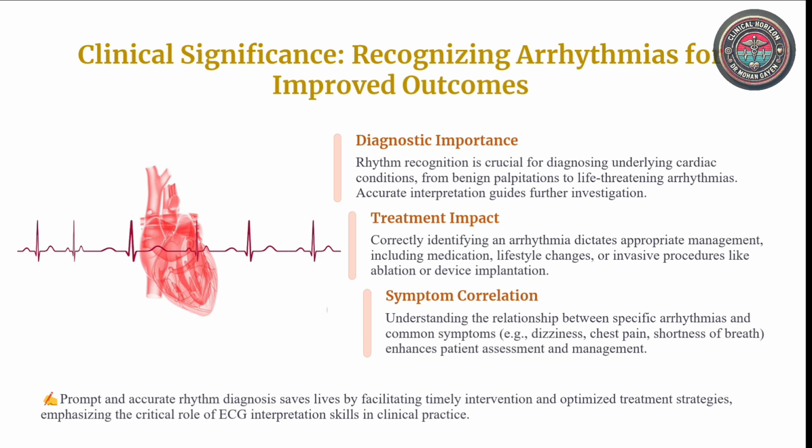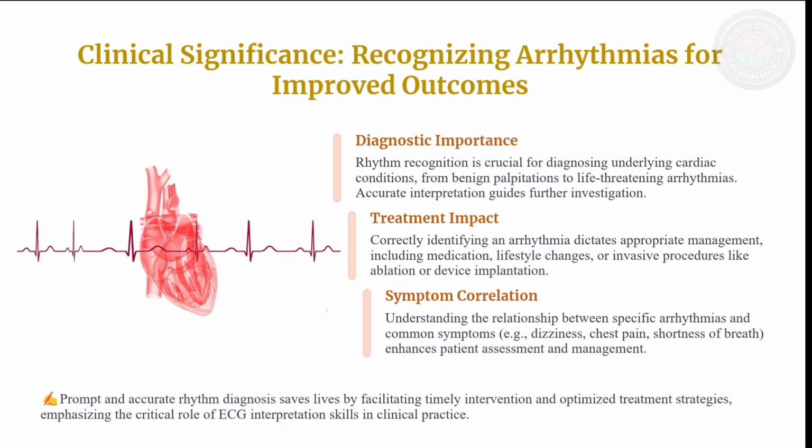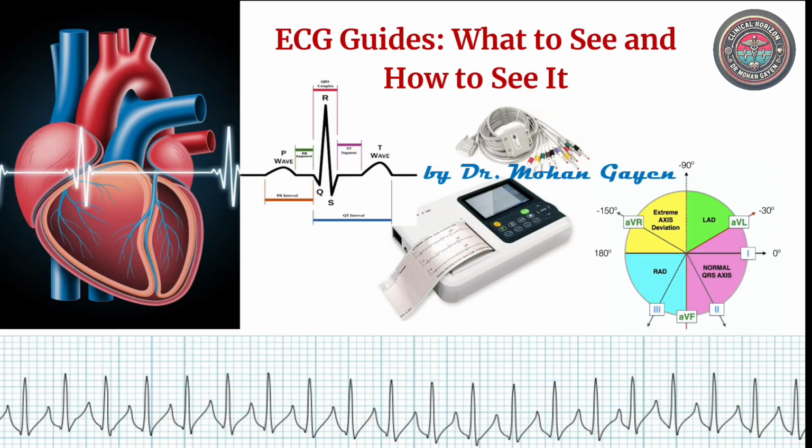Mastering ECG rhythm interpretation is an essential skill in cardiology. By systematically analyzing rate, regularity, P waves, QRS morphology, and conduction patterns, we can accurately diagnose arrhythmias and ensure timely intervention. This concludes Part 2 of our ECG series, but our journey doesn't stop here.